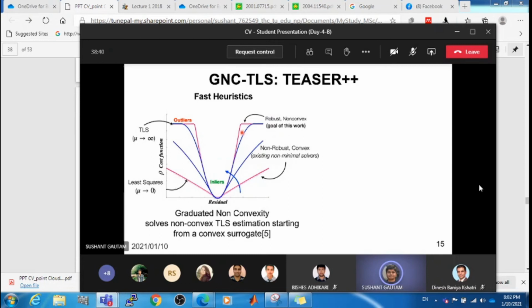So we need to gradually iterate from a simple surrogate, like cost functions such as least squares, convex cost functions, and gradually decrease the convexity and try to make it more robust like TLS. That is why it is called graduated non-convexity. This is the main idea behind GNC TLS.